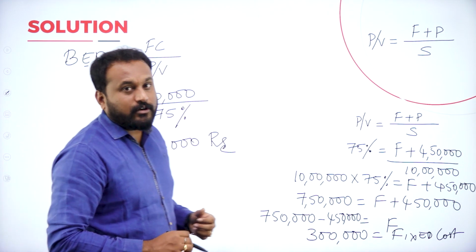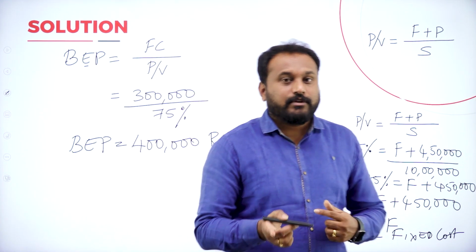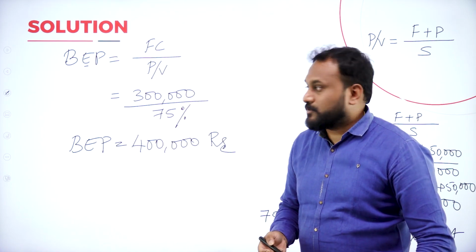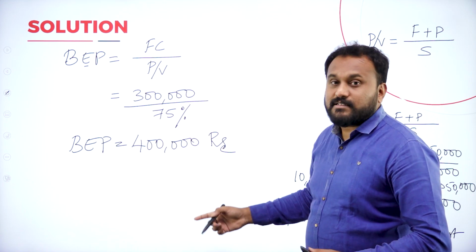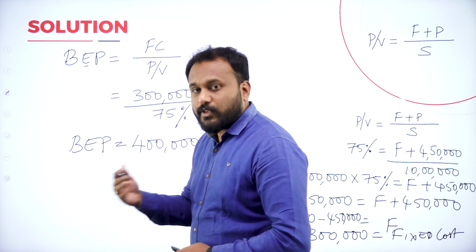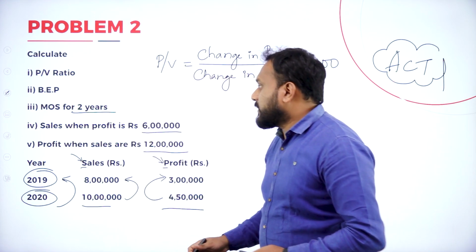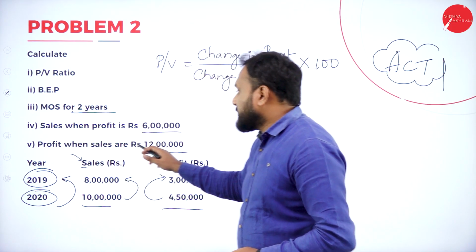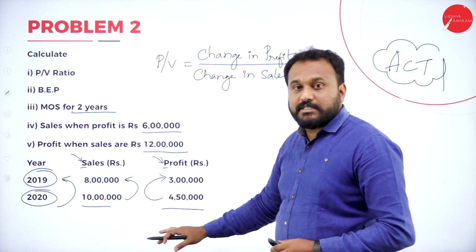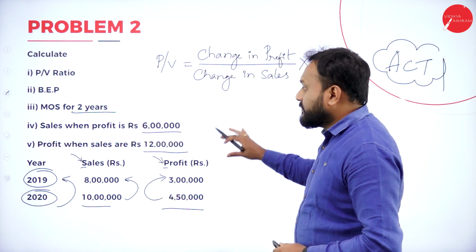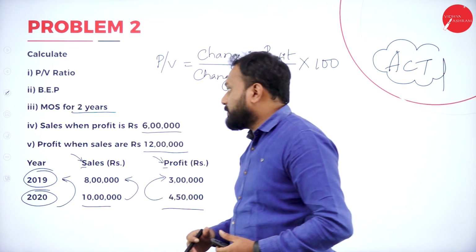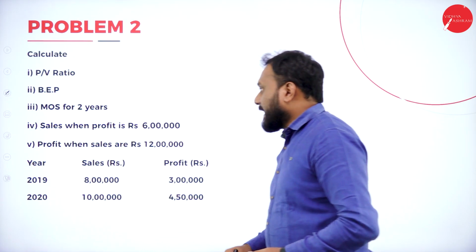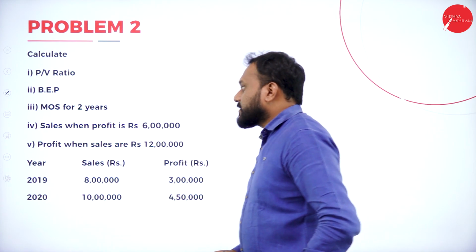Now we have found out what is MOS for 2 years. We found out what is BEP. Now there are 2 more questions which we are supposed to solve. Please understand this, it is very, very simple. What are these 2? Sales when profit is given, and profit when sales are given. Now let me show this equation here itself so that it is very helpful for you people.